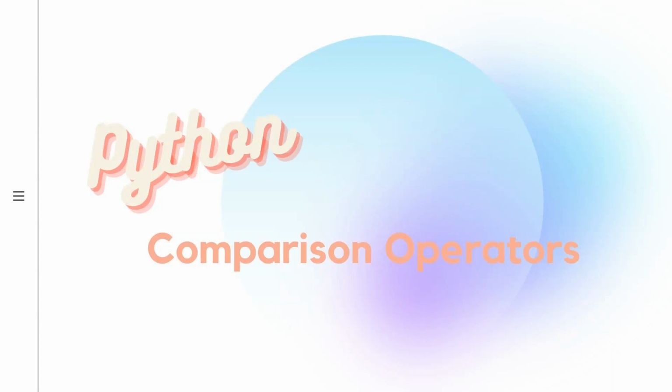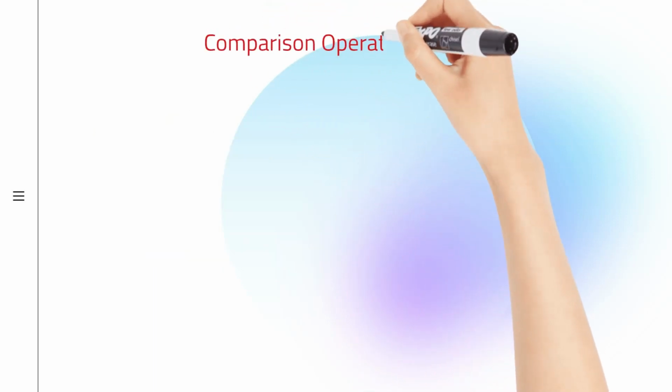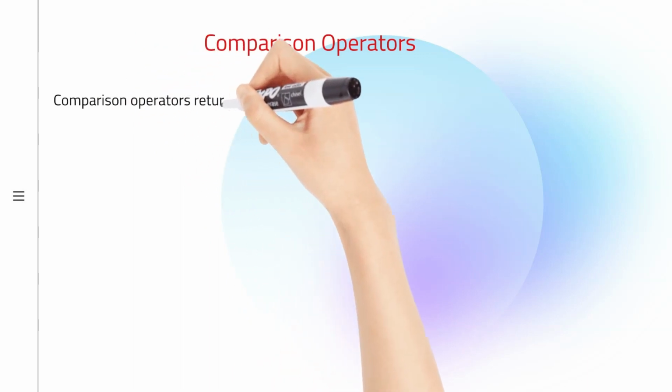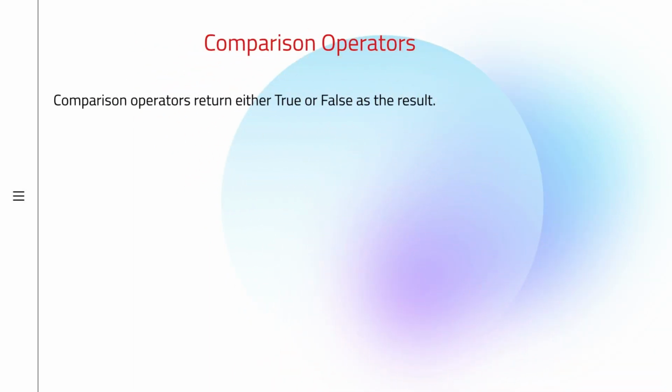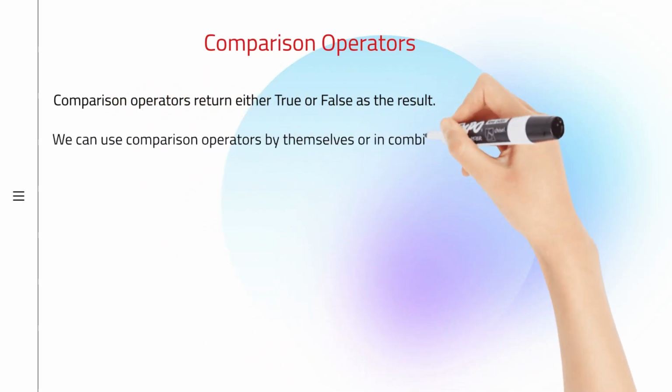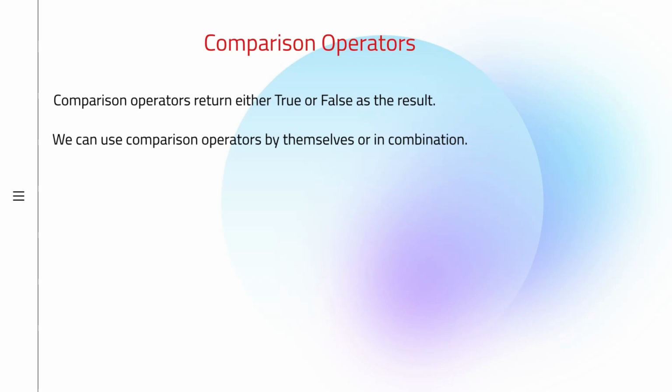In this video, we will discuss the different comparison operators. The comparison operators test two pieces of data and give either true or false as the result. We can use the comparison operators by themselves or in combination with others. The symbols for these operators are as follows.